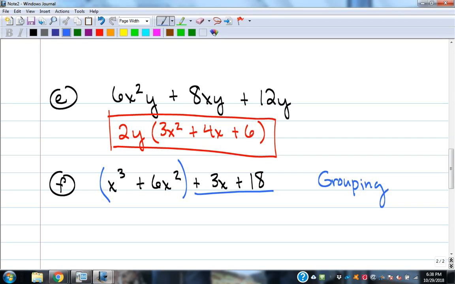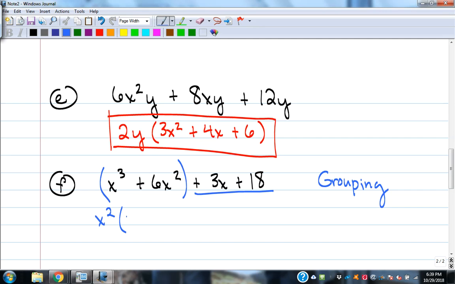Be 1 for the number, and then we got x cubed and x squared. Be x squared, right? 1x squared. So the GCF of that first group is x squared. So I'm going to pull that out to the front.